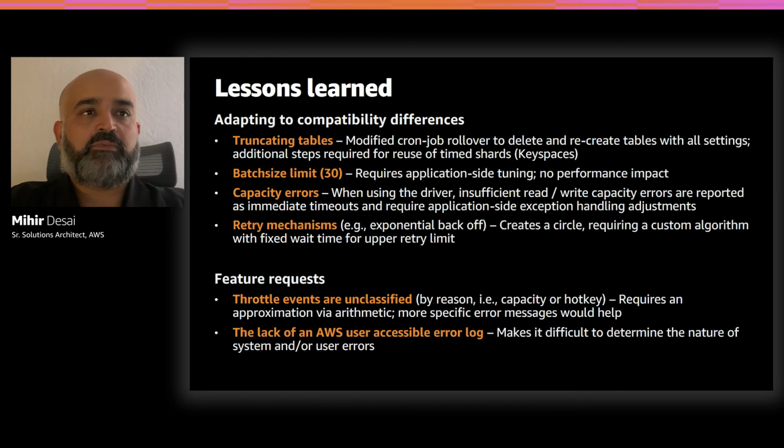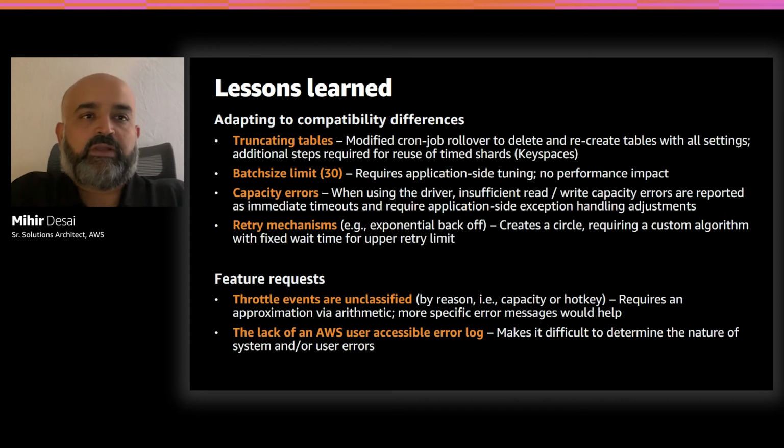Amazon Keyspaces supports unlogged batch commands, up to 30 commands in a batch. Only unconditional insert, update, or delete commands are permitted in a batch, and logged batches are not supported. So this required a little bit of tuning on the application side for PwC. The way the capacity is reported in Keyspaces required an application-side exception for handling adjustments. The retry mechanism required logic to be put in place for the upper retry limits inside the ACT application.